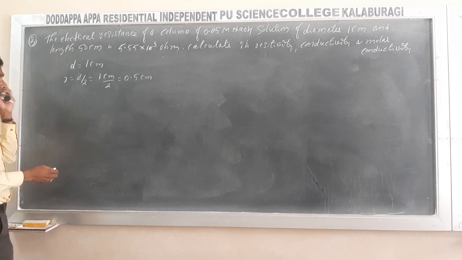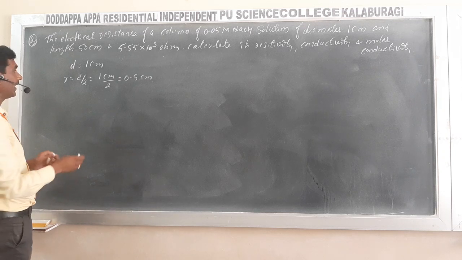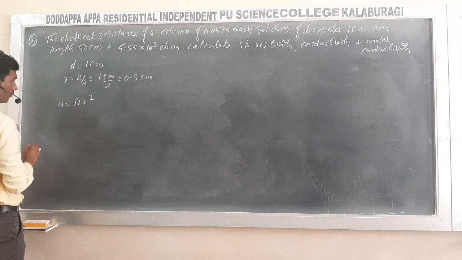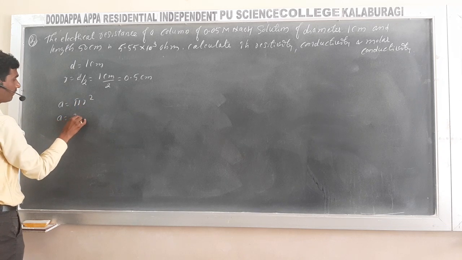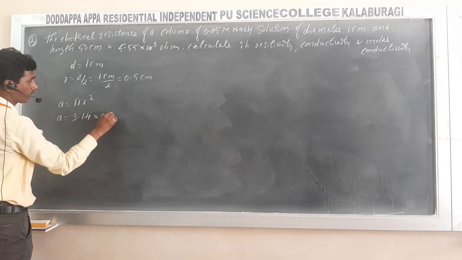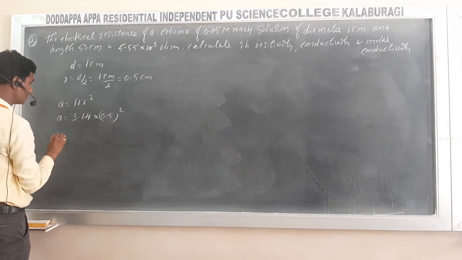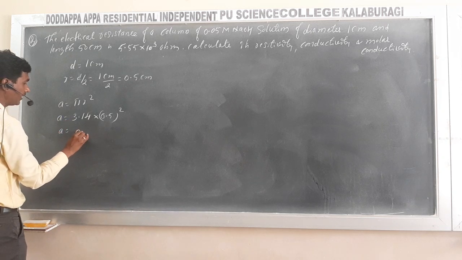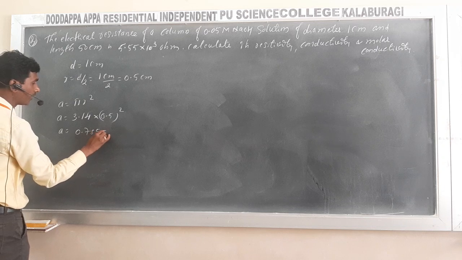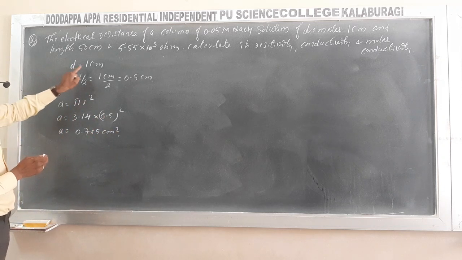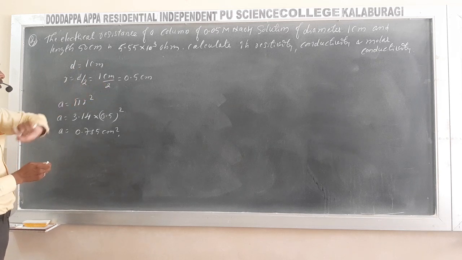Okay, so what you have to find out here? Area. What is this area? A is equal to pi r square. What is the pi value? 3.14. What is the radius? Radius is 0.5, squared. So we can get here A is equal to 0.785 centimeter square. So this is the area, because diameter is 1 centimeter, radius is 0.5 centimeter.